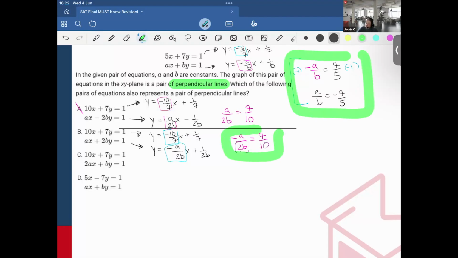And just to show too, if I were to multiply each side by -1, it would have the same relationship still, which would be positive a over 2b is equal to -7 over 10. And we see how that one directly matches, and that would be our answer.